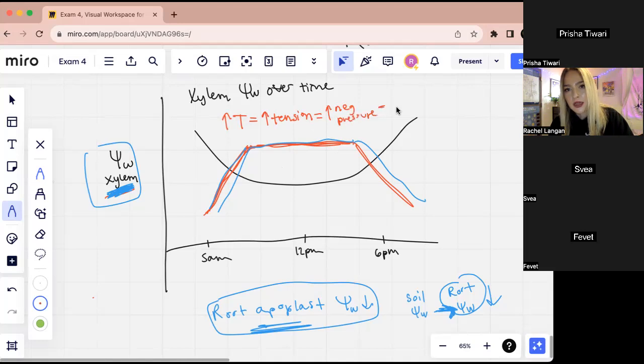So an increase in negative, so adding more negative. Yes, more negative pressure. So that equals a lower water potential of the xylem, which is mainly determined by negative pressure. So this being high makes sense for this to be low.